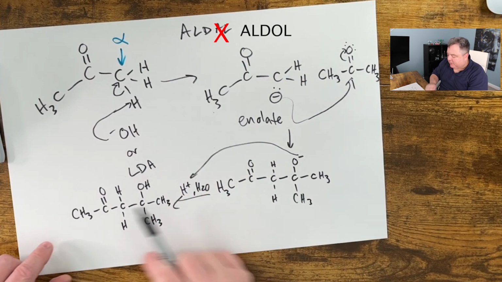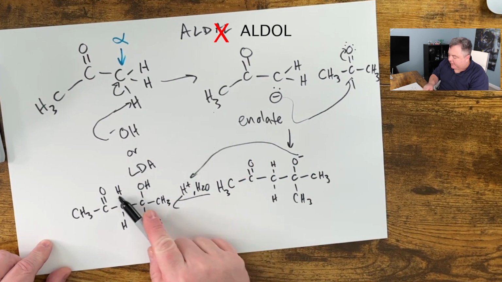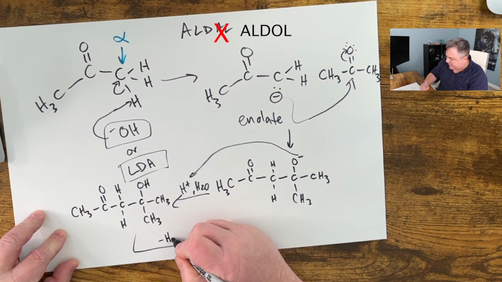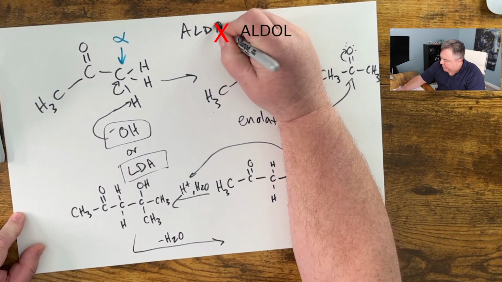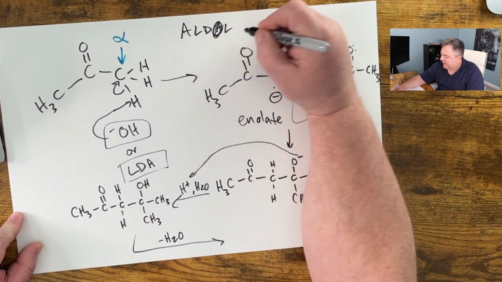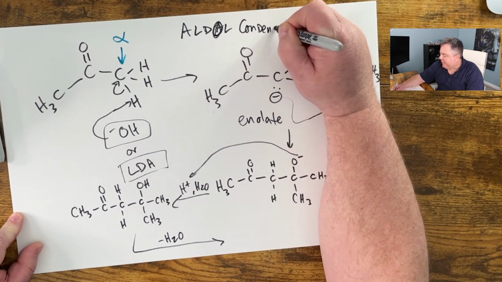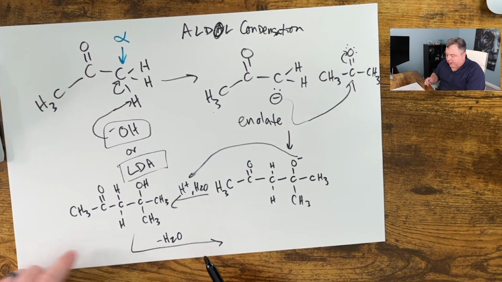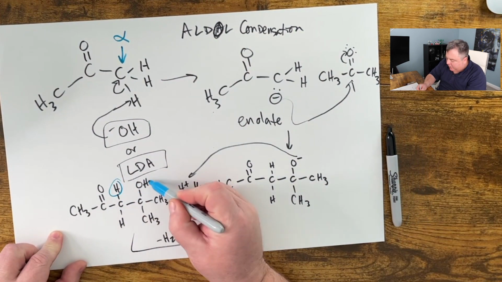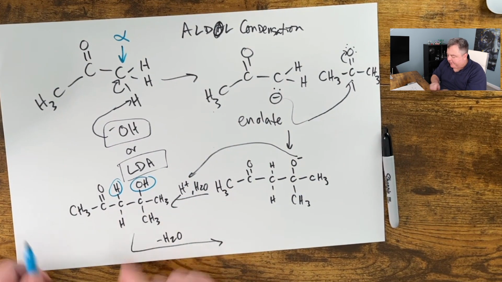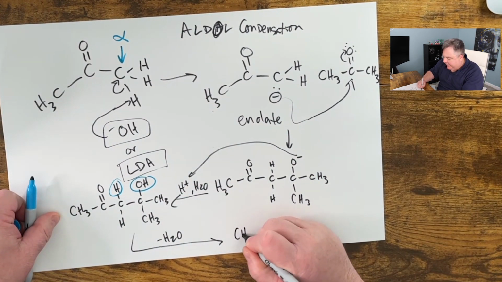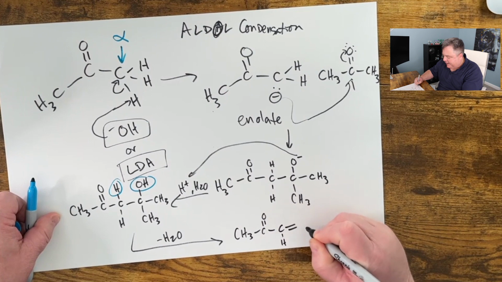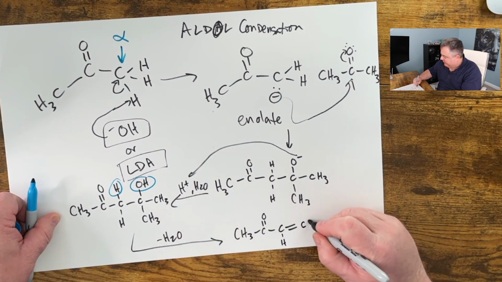Now sometimes this molecule stays like this, and you have an OH and an H. Sometimes what happens is called a dehydration, which means it loses water. And that's why this is called an aldol condensation, because we make water. So we lose water. That means this hydrogen and this OH group fall off to make a double bond right here. So we have CH3, C double bond O, CH double bond to a C with two methyls still on it.